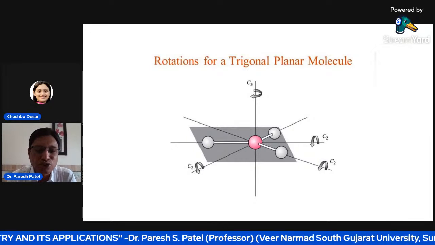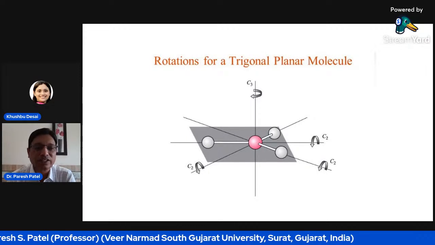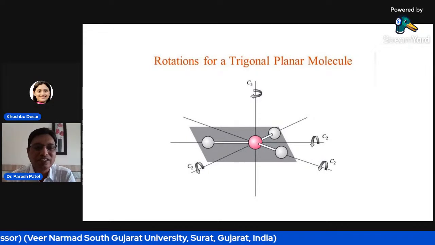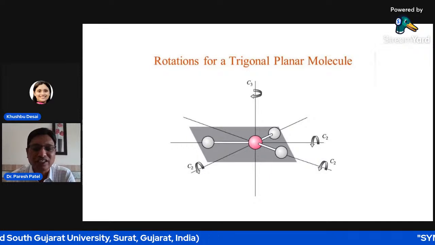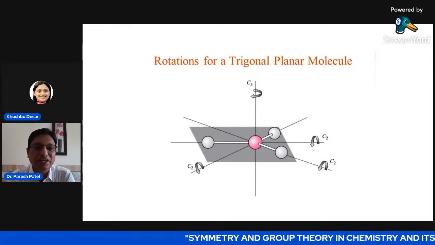Okay, so dear students, if the order of axes are the same, then we have to take the main principal axis in such a way that the axis passes through the maximum number of atoms, so that it can be considered as the main principal axis.